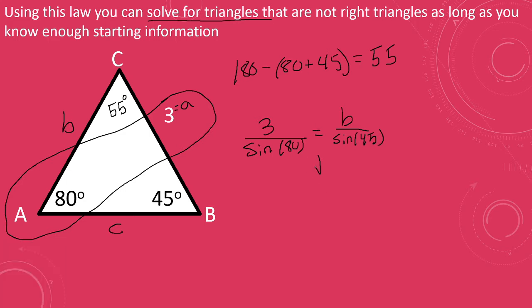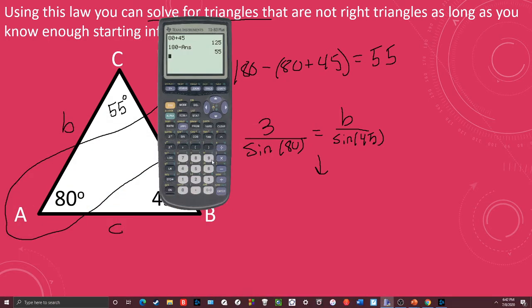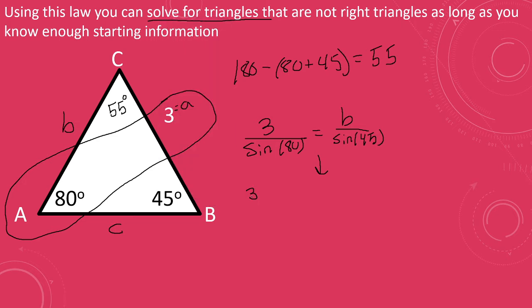Actually, I'm going to do this. I'm going to take this and get a single number out of it. So I'm going to go to my calculator and type in 3 divided by sine of 80 and get this decimal, 3.04627. Let me make that 28, round the 7 up. 3.04628. 3.04628 is equal to B over sine of 45.